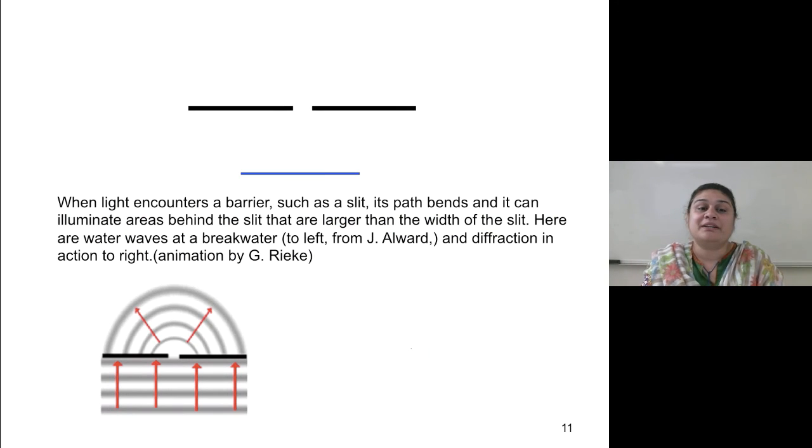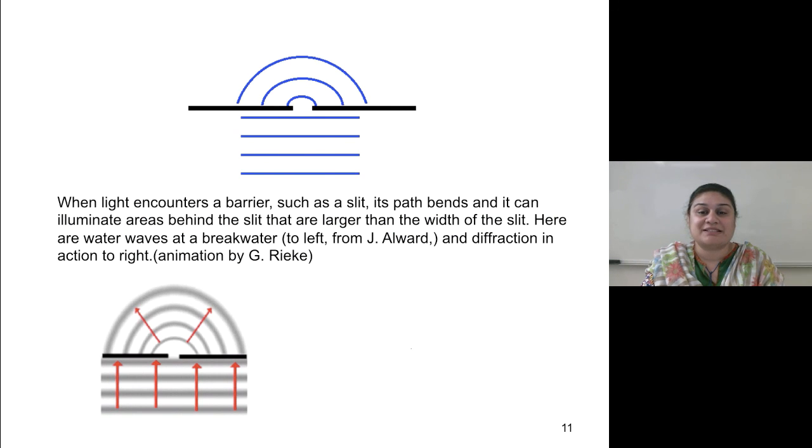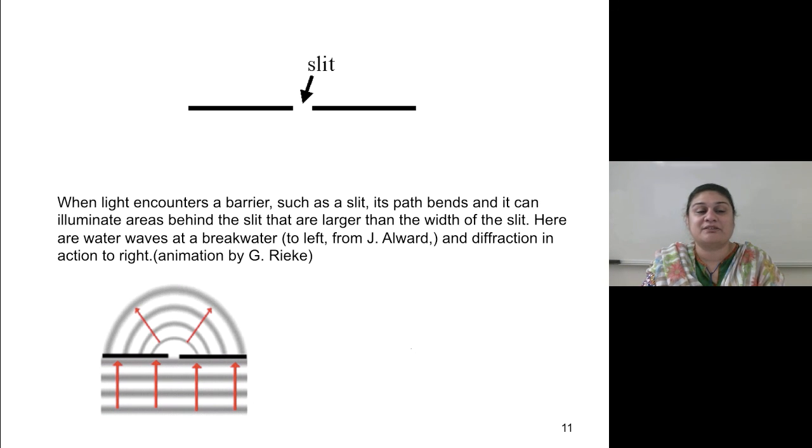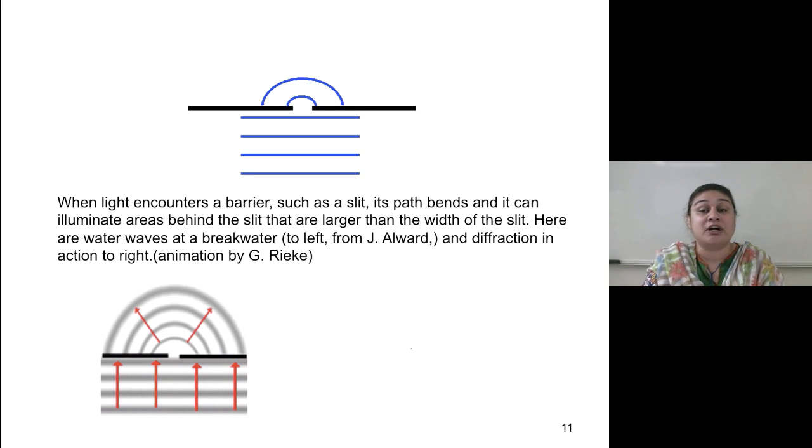So when light encounters a barrier, such as a slit, its path bends and it can illuminate areas behind the slit that are larger than the width of the slit, just like this animation is showing.